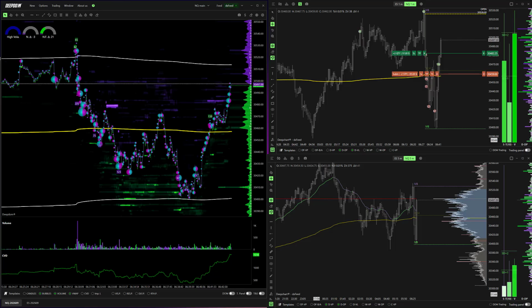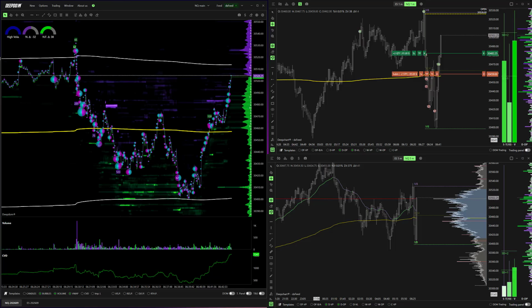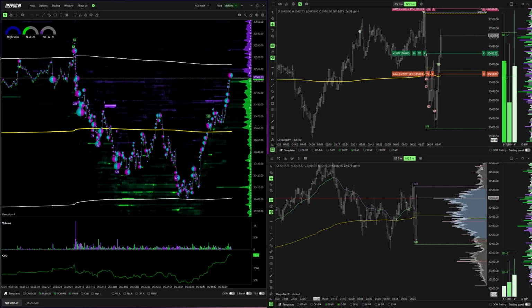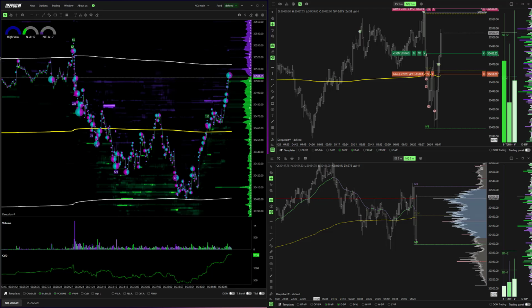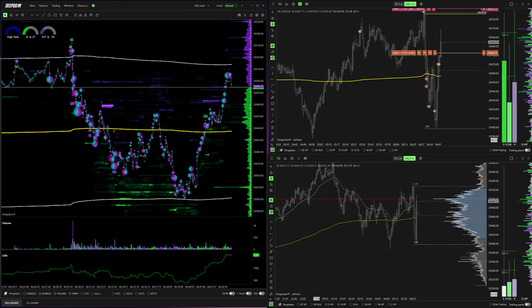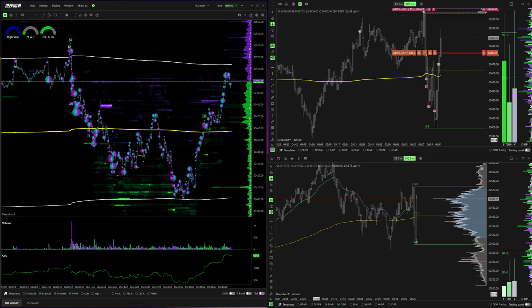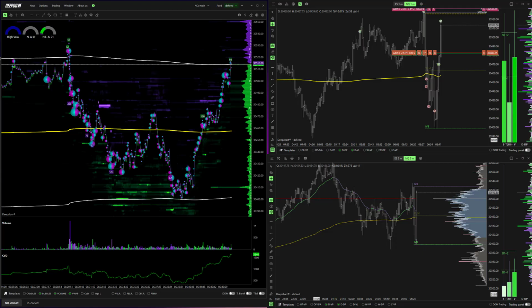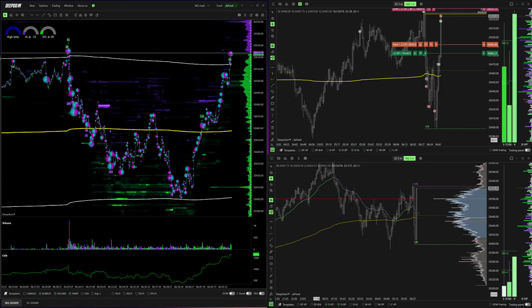What made this setup particularly attractive was the confluence. The opening print target aligned almost perfectly with the value area high. When statistics and market profile point to the same destination, I pay attention, right? This also completed the classic value to value rotation that many profile traders look for, the 80-20% rule. The market moved directly towards the target and completed the move.